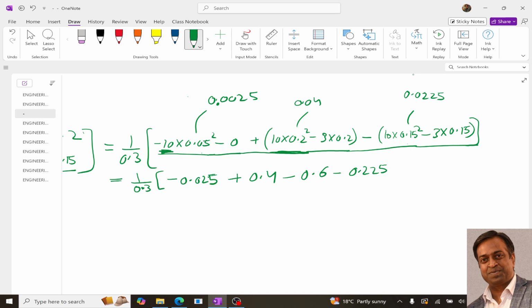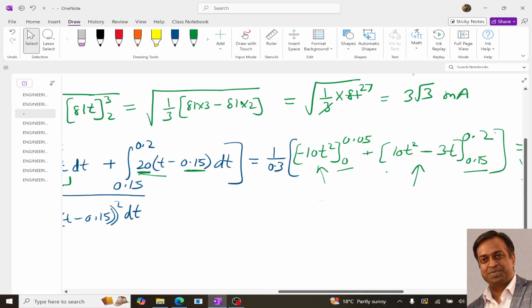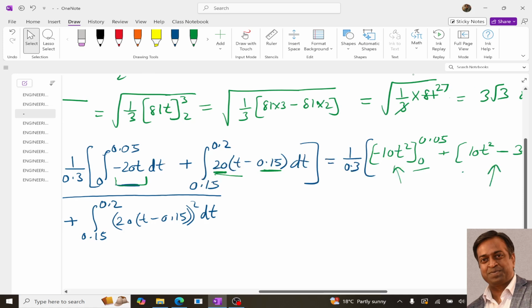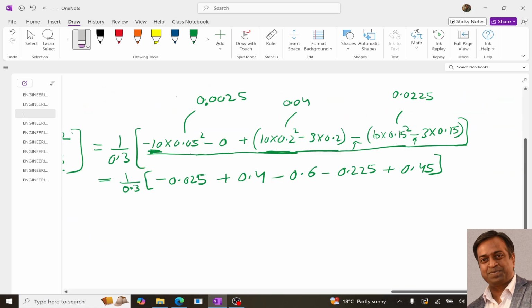Then going further, this minus and this minus will become plus, so it will be plus 0.45, and this is under root, complete under root, right? That I forgot. Okay, this is the RMS value that we are getting, no? Yes, so no need of this, right?